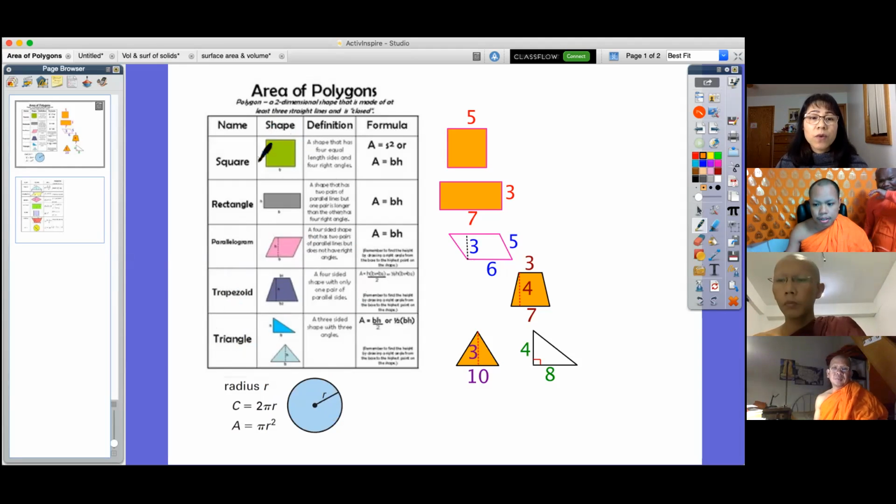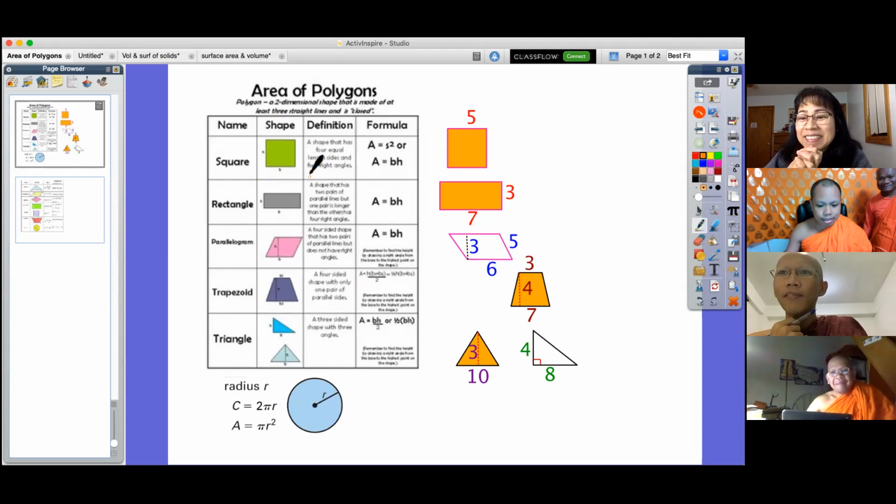Okay, so a square has all sides equal. Good morning.